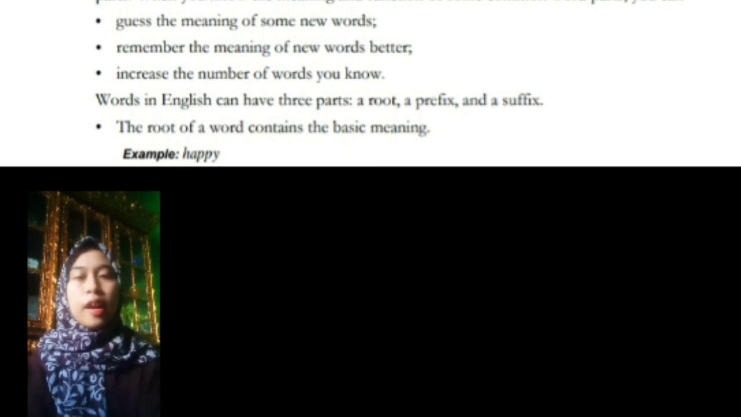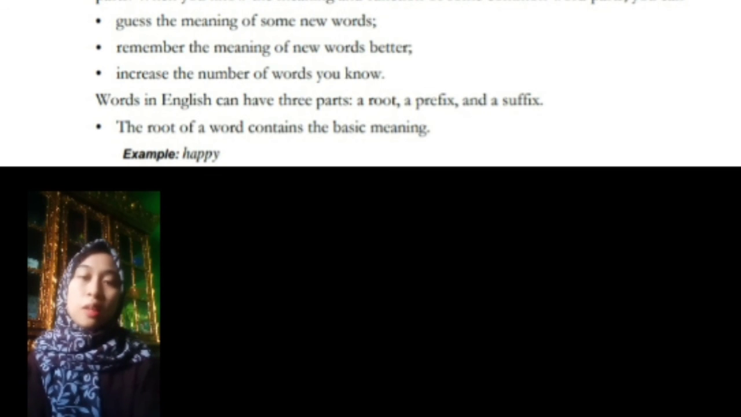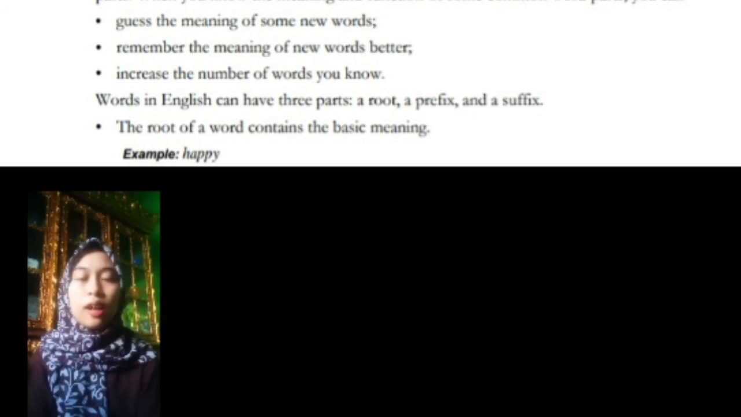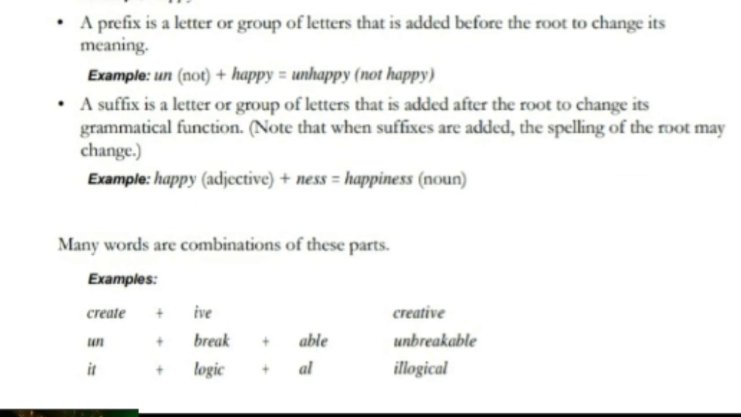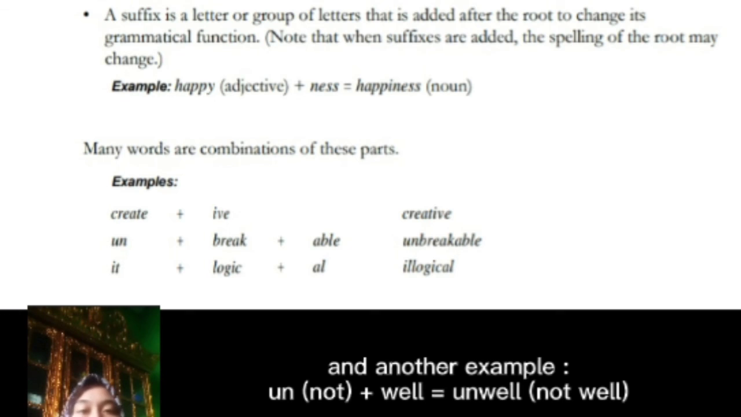Words in English can have three parts: a root, a prefix, and a suffix. The root of a word contains the basic meaning. Example, happy, and another example, well. A prefix is a letter or group of letters that is added before the root to change its meaning. Example, un, meaning not, plus happy becomes unhappy, or not happy. Another example, un, not, plus well becomes unwell, or not well.